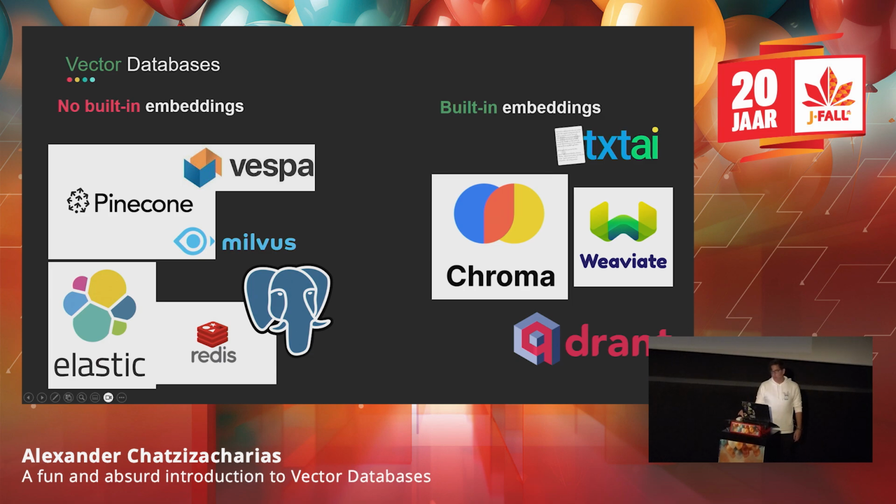Some databases offer so-called built-in embeddings. That means that the database will vectorize your data as you insert them in the database. And if they don't have built-in embeddings, like the databases on your left side, that means that you first have to do a call to OpenAI or Hugging Face or something else to retrieve your vectors, to vectorize your data, and then you can store the vectors in the database.